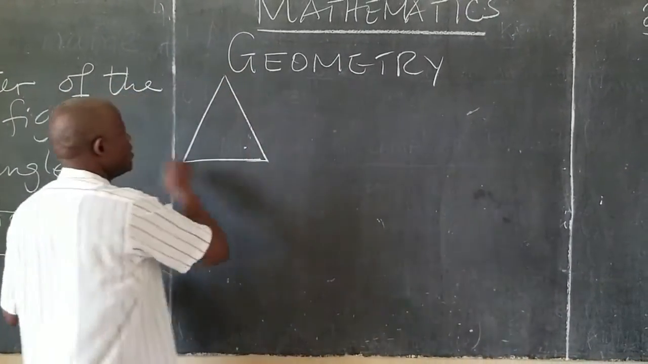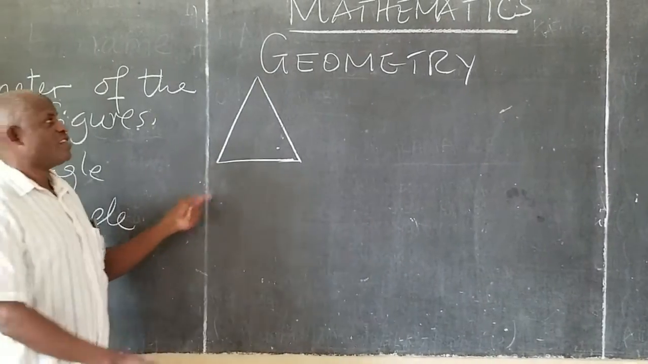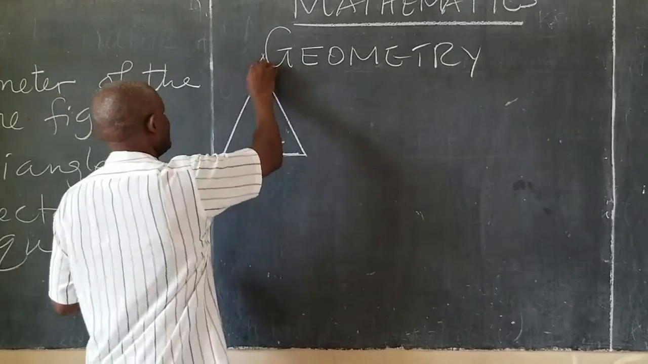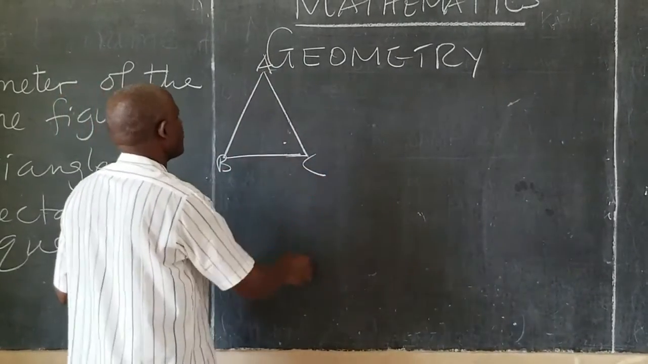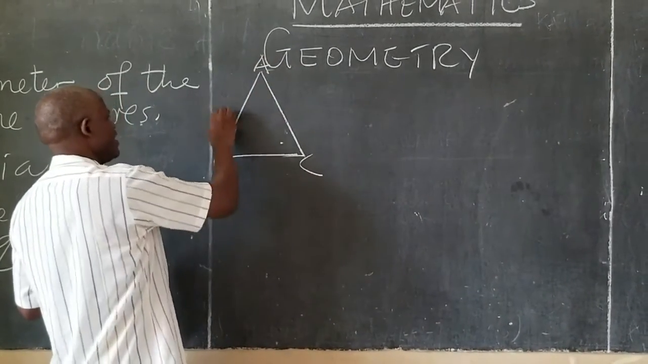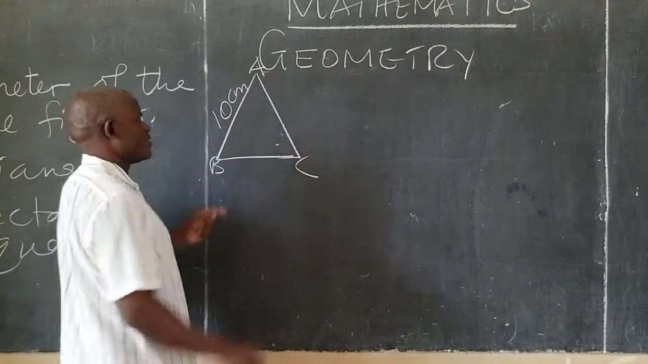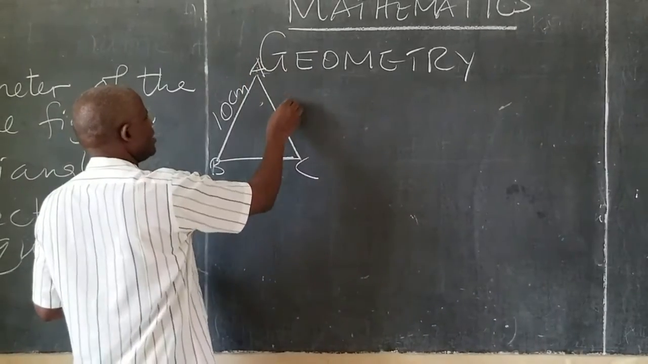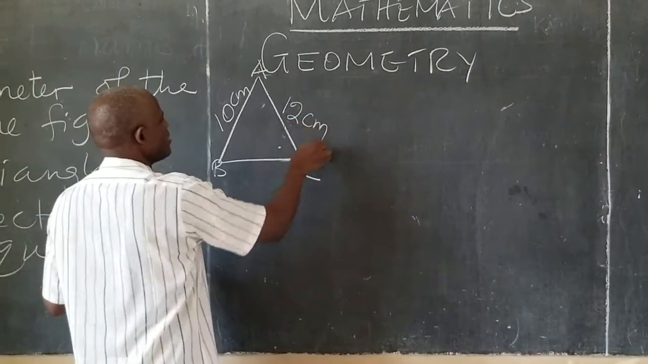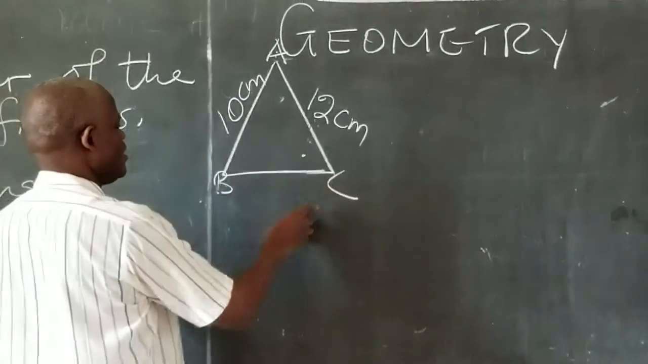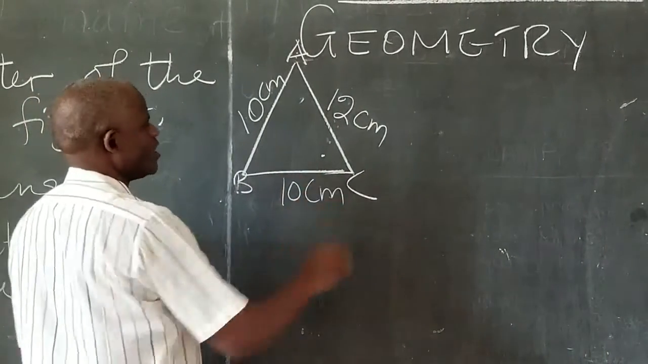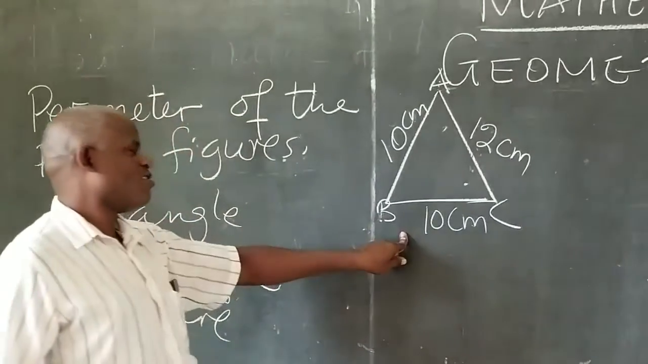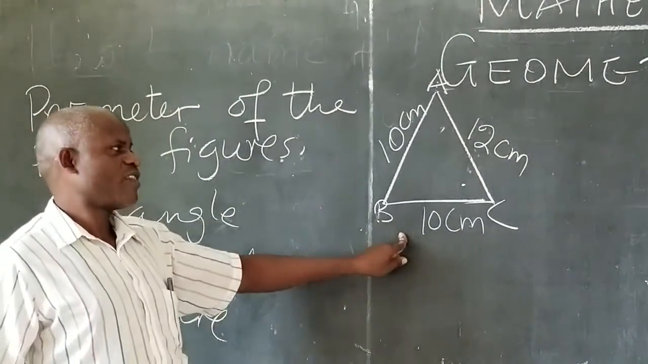For example, this triangle. Triangle has three sides. Let's say this is A, B, C. AB is 10 centimeters. The length is measured 10 centimeters. AC is 12 centimeters. And BC, let's say it is 10 centimeters. Now, how to get the perimeter of this triangle?